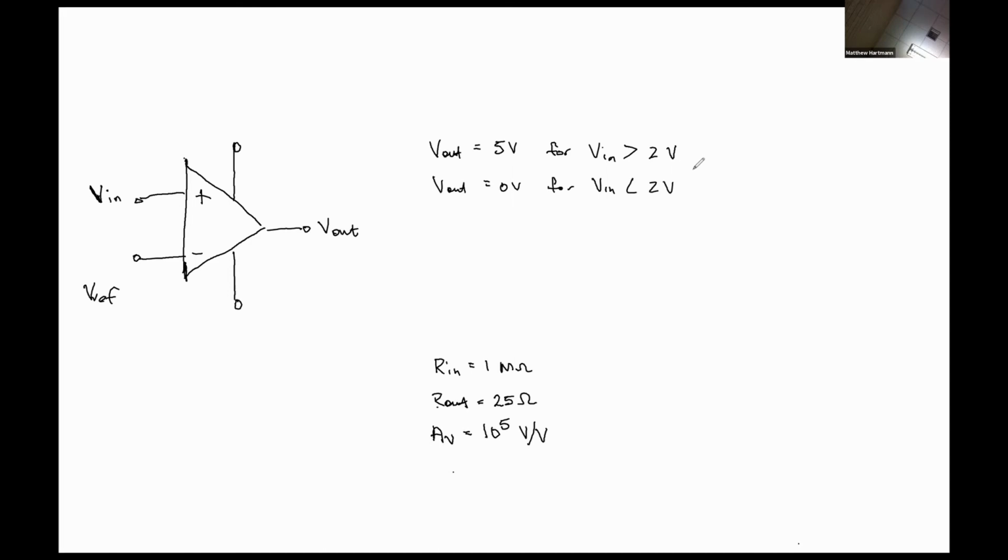This is going to be a simple analog to digital converter. If our input signal exceeds 2 volts, we're going to output a digital high of 5 volts. And if our input is less than 2 volts, we're going to output a digital low, which is 0 volts. So using a comparator, how can I make this happen? What voltages do I need to put where?